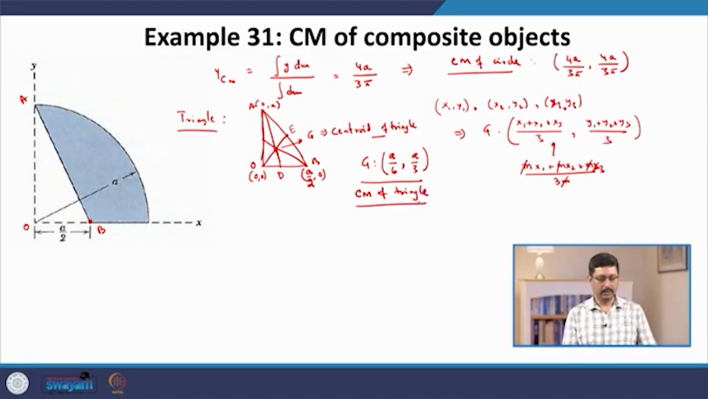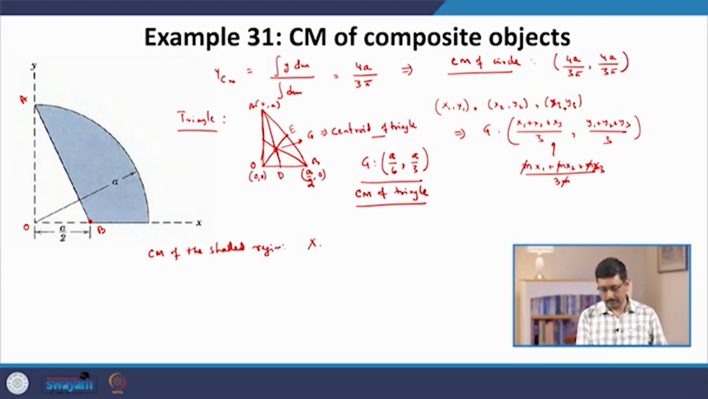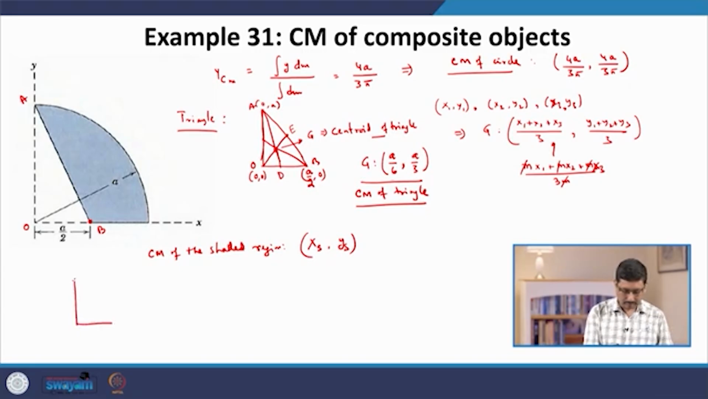Now, let us say the center of mass of the shaded region is xs and ys, and xs and ys are unknown. So, our strategy is going to be that we replace the triangle by its center of mass. This is point G, which is at a by 6, a by 3.